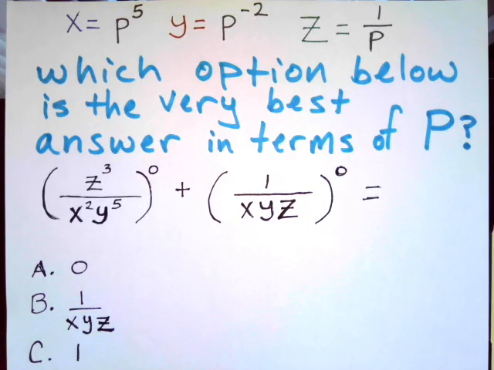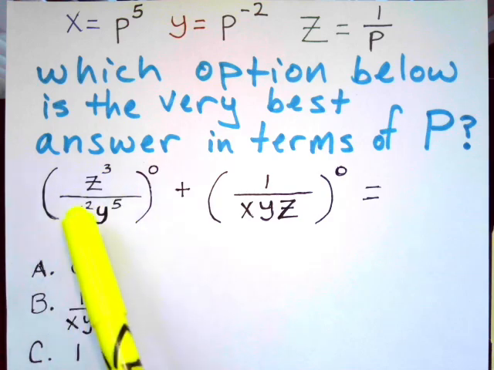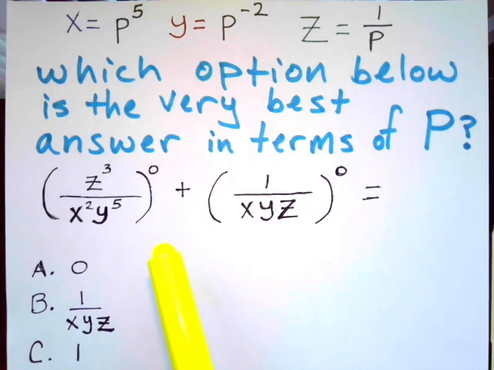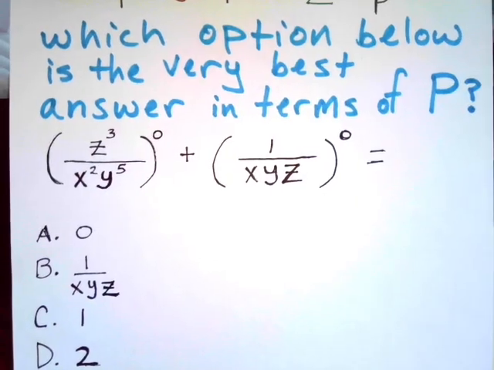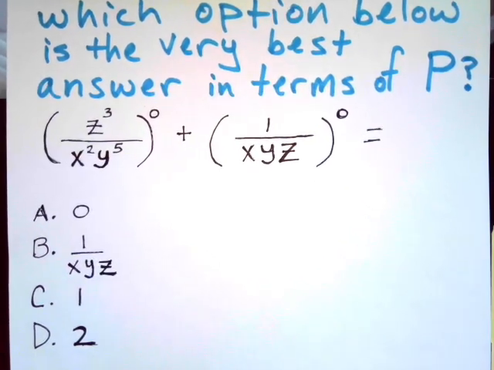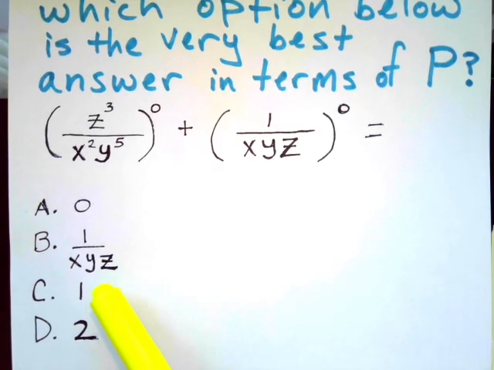I want you to stop, pause the video, and try to answer this question on your own. So we have in parentheses z to the third power divided by x to the second power times y to the fifth power, raised to the power of 0, plus, in parentheses, 1 divided by x times y times z, raised to the 0 power. If you've been following along with my videos, this will be a pretty simple problem to solve. Now, we have options: A, 0; option B, 1 divided by x, y, and z; option C, 1; or option D, 2.